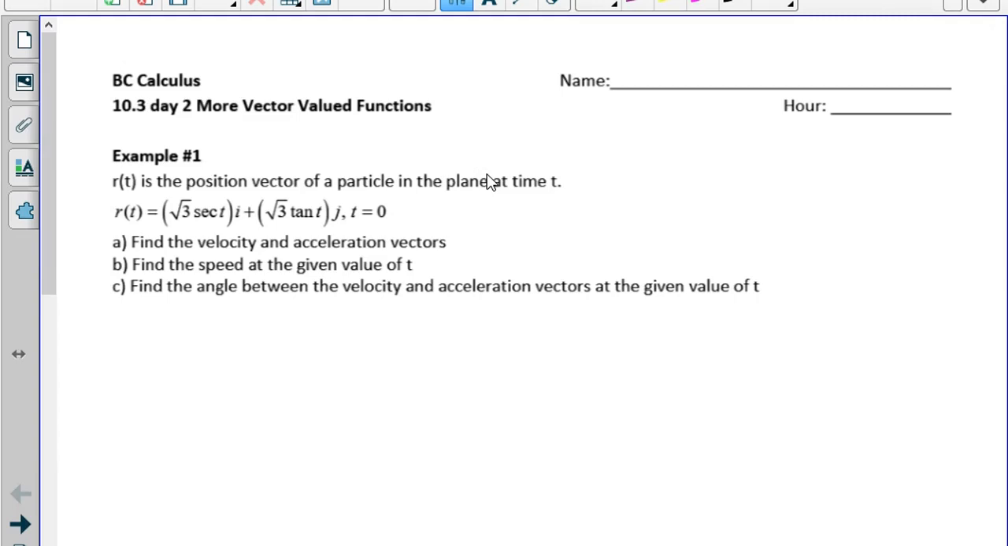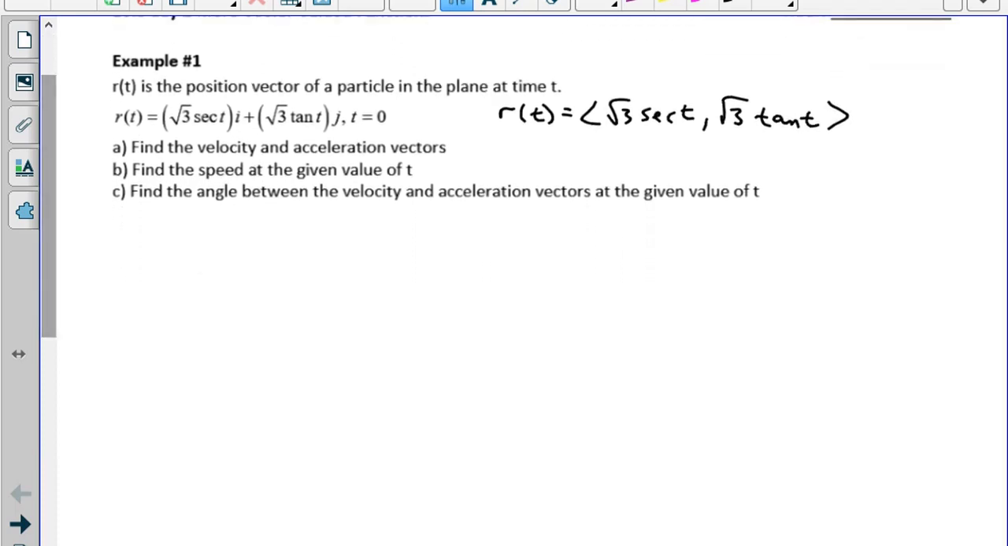Four examples for vector valued functions. Example 1: r of t is the position vector of a particle in the plane at time t, where they give us r of t. So we can also write this as a vector in this form: root 3 secant t, root 3 tangent t. And that's the form that I'm going to use the rest of this problem, just for my own ease. Find the velocity and acceleration vectors.